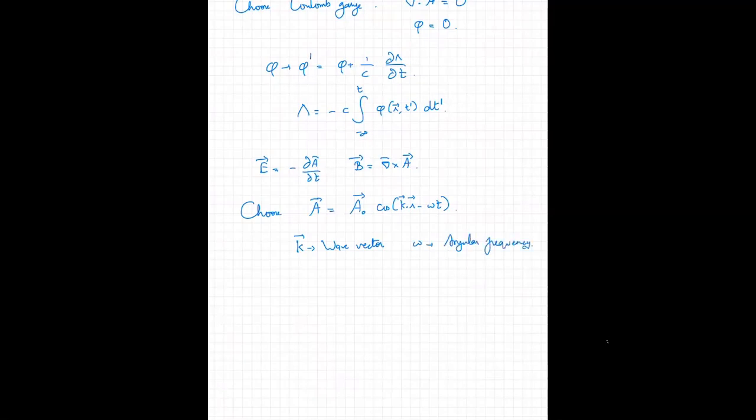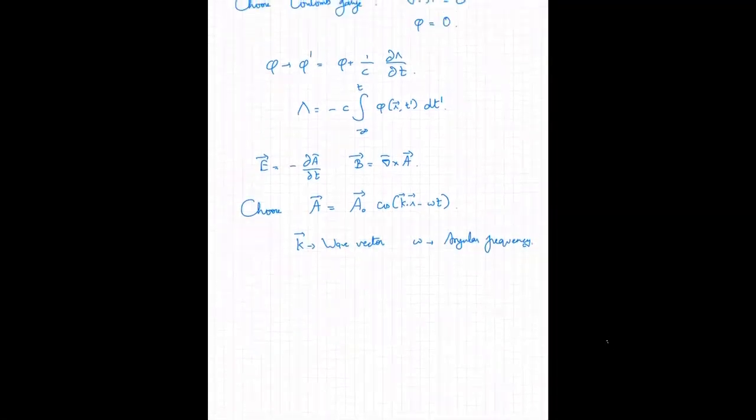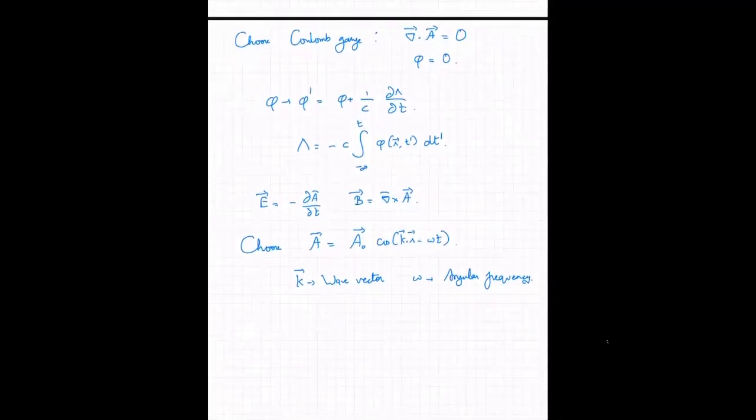Okay, and they are both connected via the relation omega is k times c, where c is the velocity of light. Now one can understand what the constraints from the Coulomb gauge imply: del dot A equal to 0.